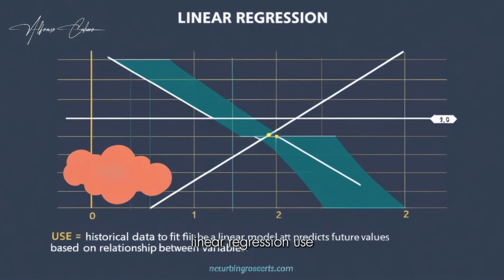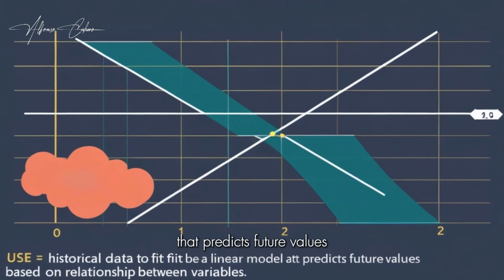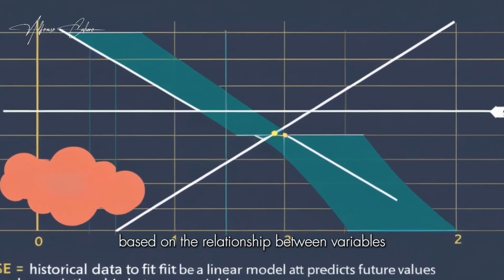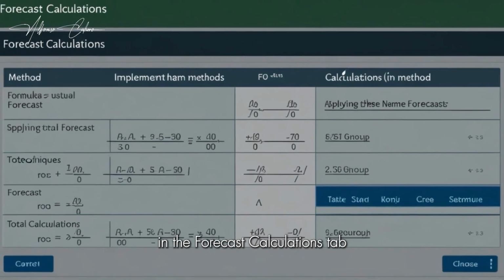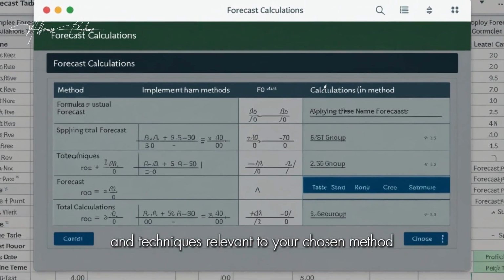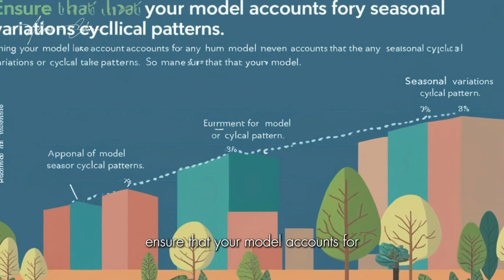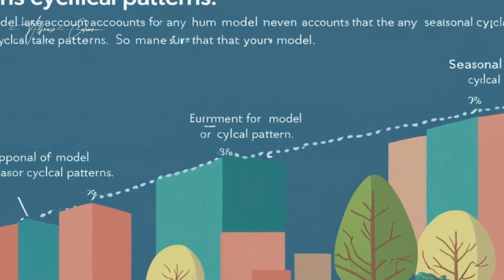Linear regression. Use historical data to fit a linear model that predicts future values based on the relationship between variables. Implement these methods in the Forecast Calculations tab, applying the formulas and techniques relevant to your chosen method. Ensure that your model accounts for any seasonal variations or cyclical patterns.